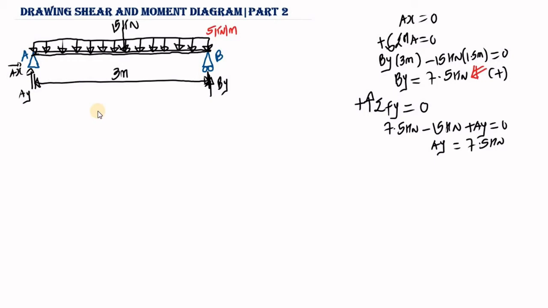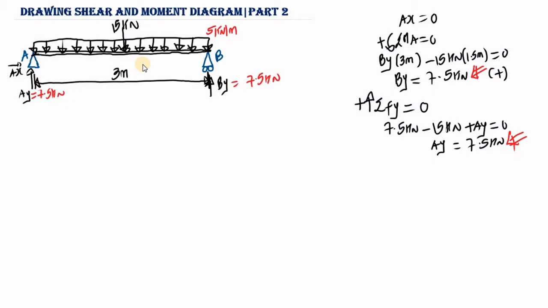We have the same value for AY and BY. If we are applying a resultant load of 15 kilonewton, the reactions need to cancel out the force. So if we have 7.5 kilonewton as BY, then AY should also be 7.5 kilonewton, so as to cancel out the force acting on the beam. Now that we have these values, we are ready to draw our shear and bending moment diagram. So AY is equal to 7.5 kilonewton, and BY is equal to 7.5 kilonewton as well.